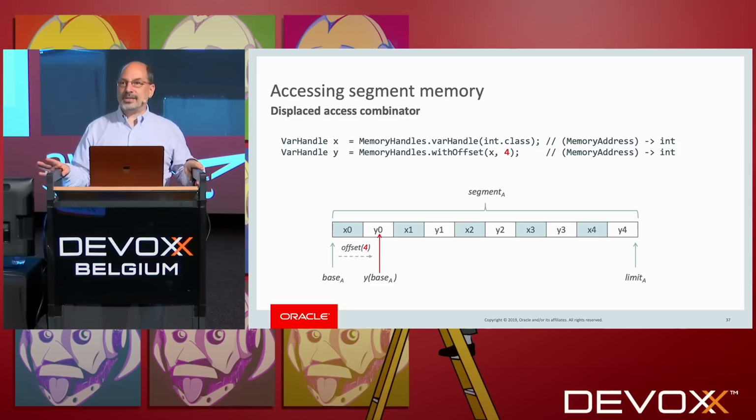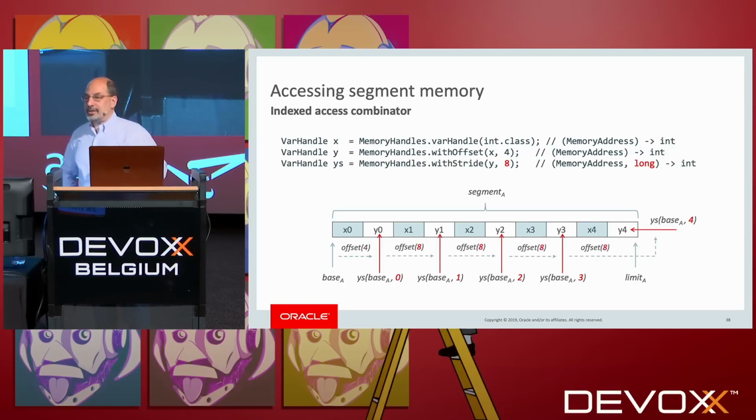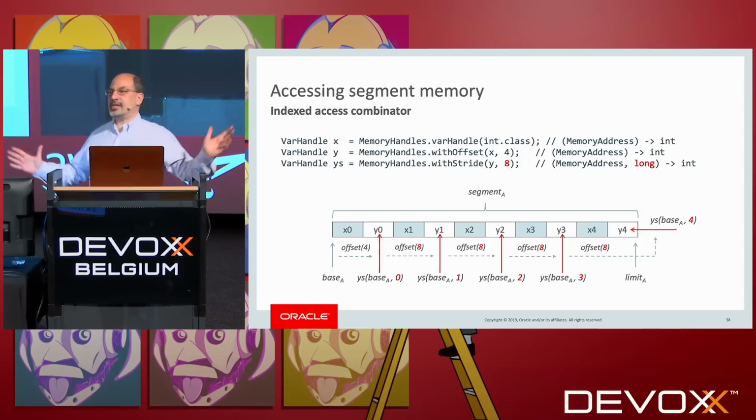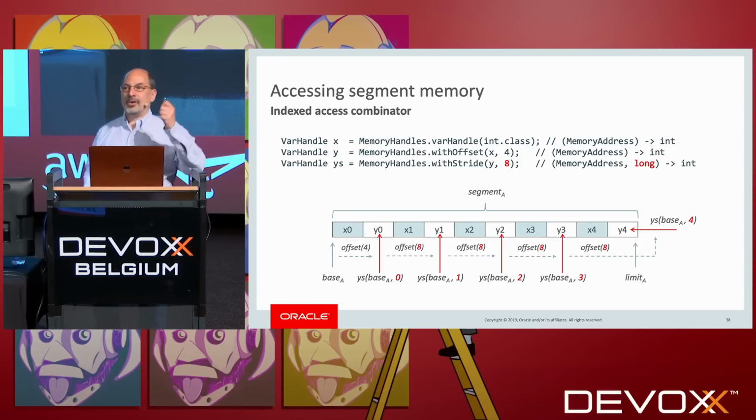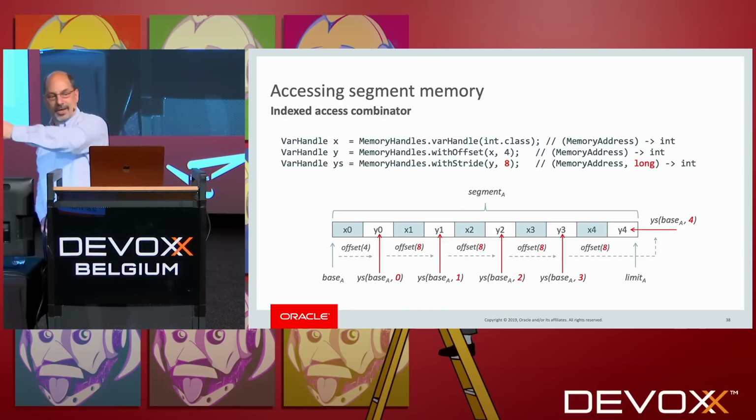Does this make sense to everybody so far? A little fuzzy, maybe? All right, let's keep going. Now, I don't want to just access the first element of the array. That wouldn't be very interesting. So I want to be able to say, let's parameterize this var handle so I can pass it not only a memory address but an index, and I can read the first X, the second X, the third X, etc.